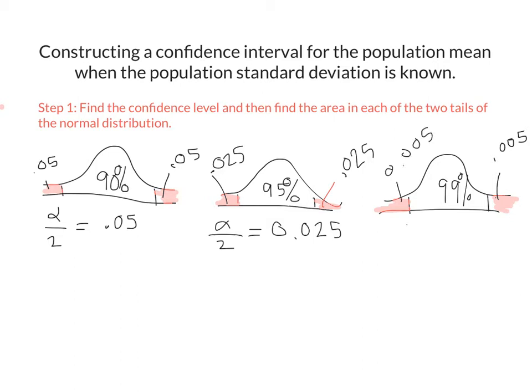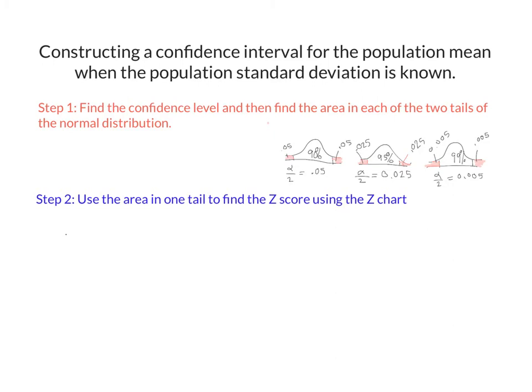That means at a 99% confidence level, my alpha over 2, or the area in each of the 2 tails, would be 0.005. So that's the first step: you need to determine first your confidence level and then the area in the tail of your confidence level. Alright, step 2 is to use the area in the one tail to find the z-score using the z-chart.